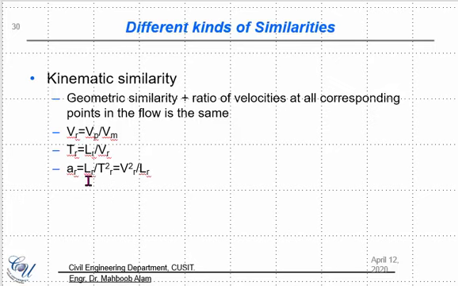Length ratio is given in the earlier slide. Time ratio is given here, and ultimately for the acceleration ratio we'll come across this formula, which is equal to the velocity ratio squared divided by the length ratio. So these are the kinematic similarity conditions that we have to observe.